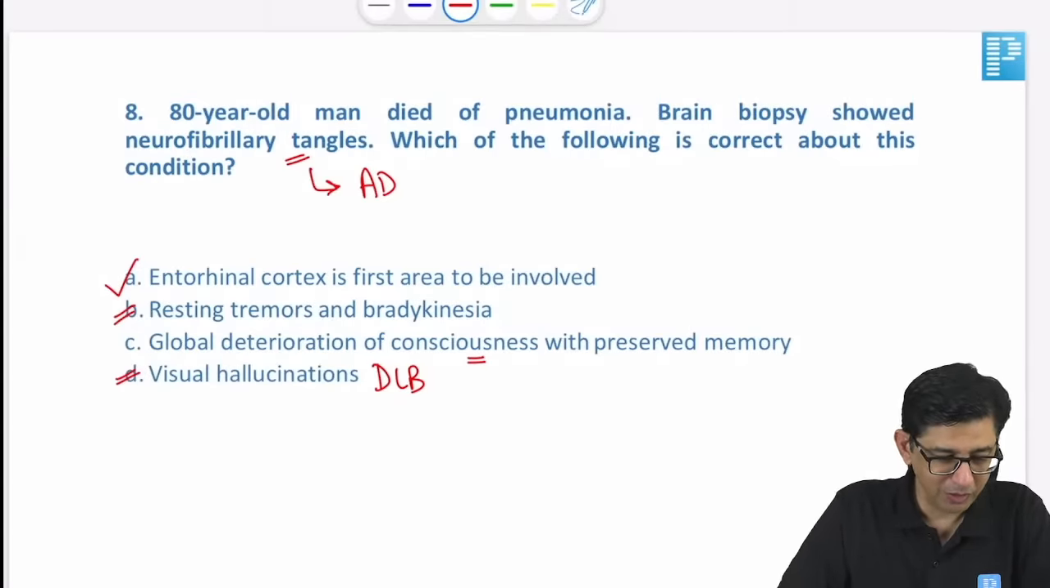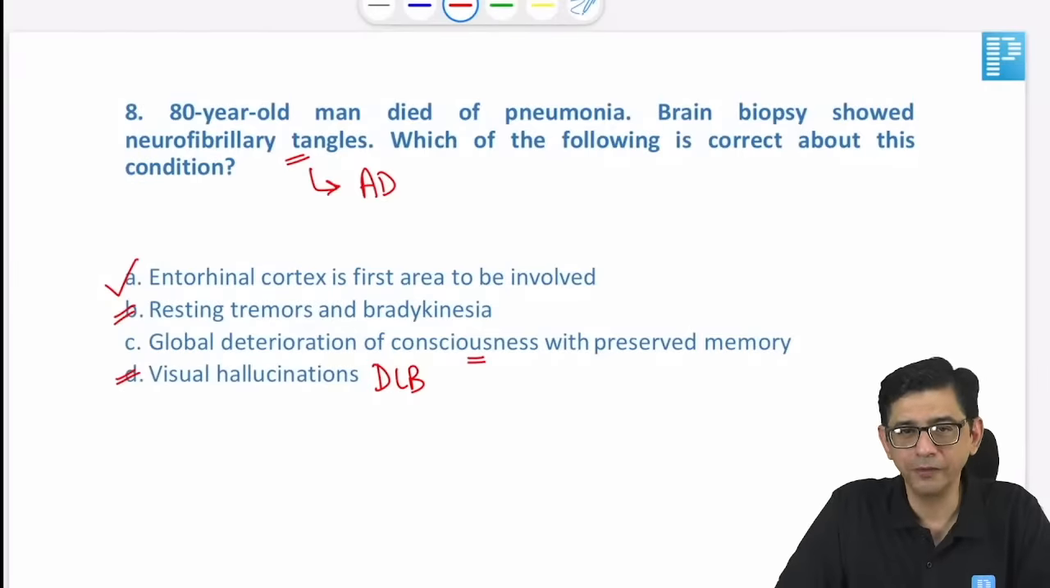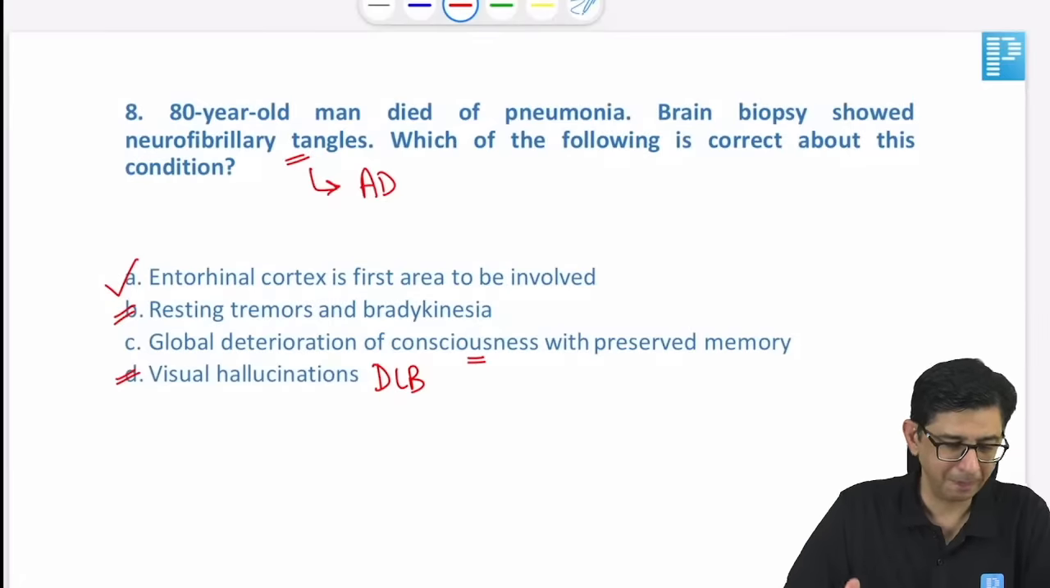Okay. Cause of hypernatremia in older people, yes, frailty is one of the reasons in these patients.